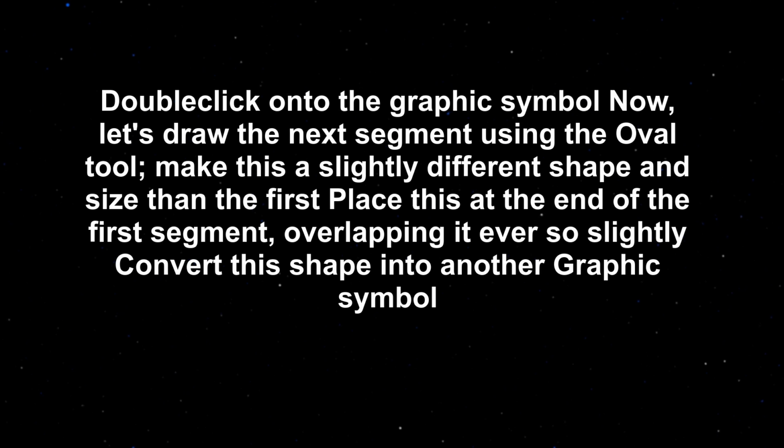Now, let's draw the next segment using the oval tool. Make this a slightly different shape and size. Then first place this at the end of the first segment, overlapping it ever so slightly. Convert this shape into another graphic symbol.